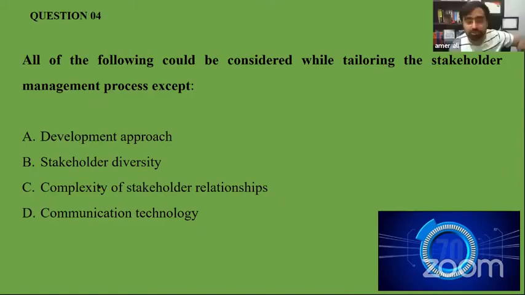Okay, so now let's see the options. Development approach. Okay, let's hold this option. Stakeholder diversity. Of course, we always modify the project according to the diversity. I just gave you an example of diversity. So this will not be the answer. Complexity of relationship. Of course, you will tailor the process. If stakeholders are very dependent on the project, you will have a different communication. If they don't care about the project, you will have a different communication.